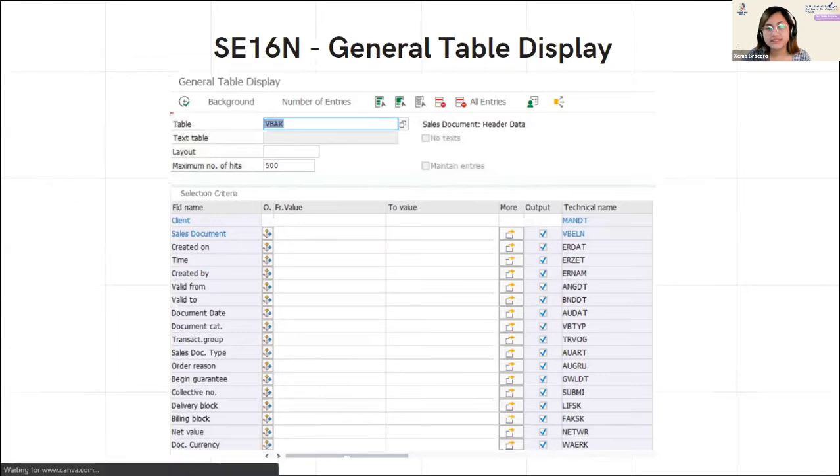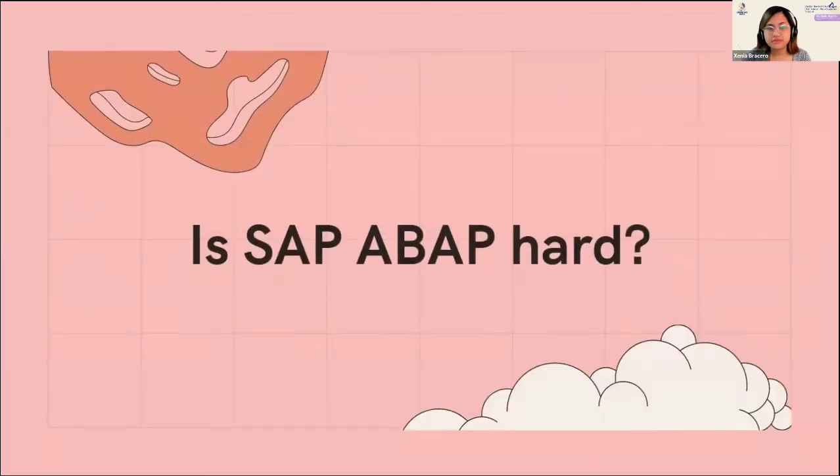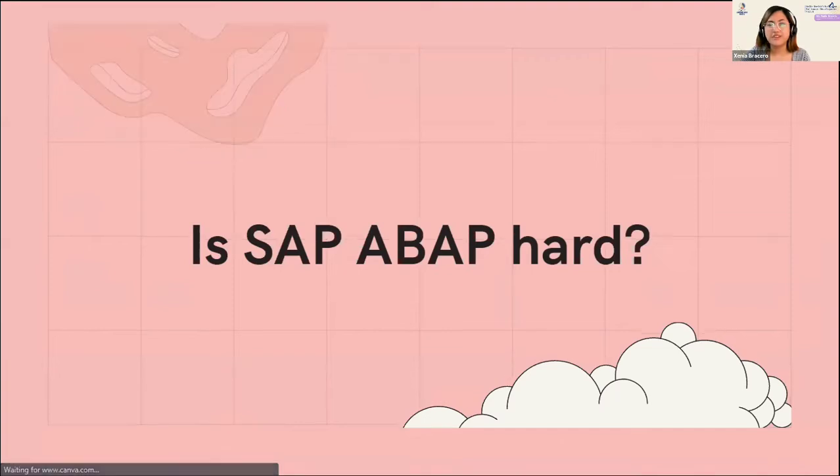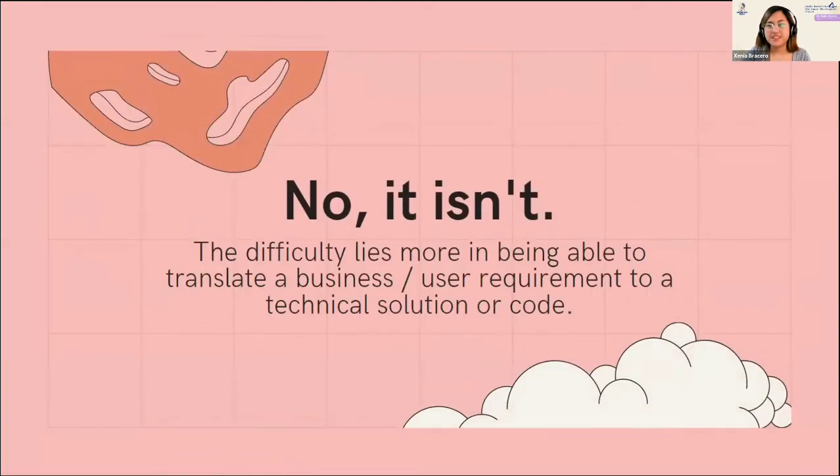The next, please. Ayun. So basically, it's just an overview of what we do every day. So we develop different objects of different complexities. Merong low complexity, merong high complexity. But here is the question: is SAP ABAP really hard? So the next slide will show you the answer. So the answer is no, it isn't.